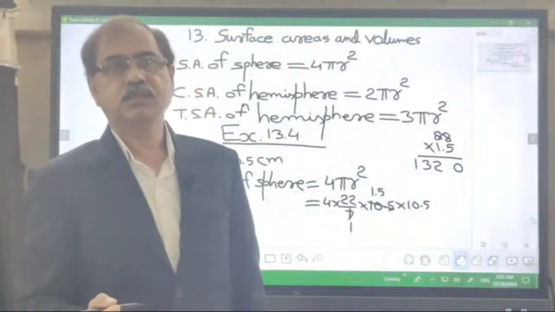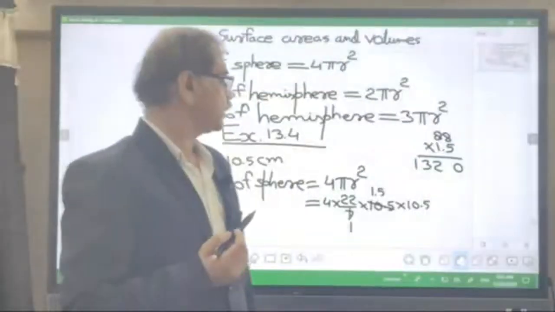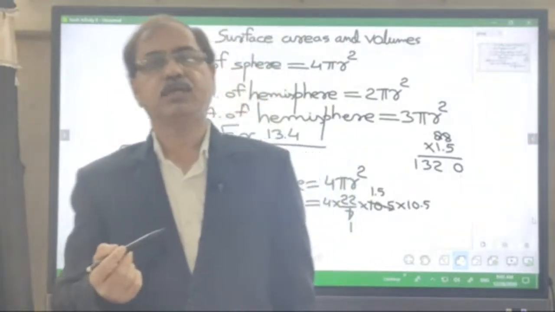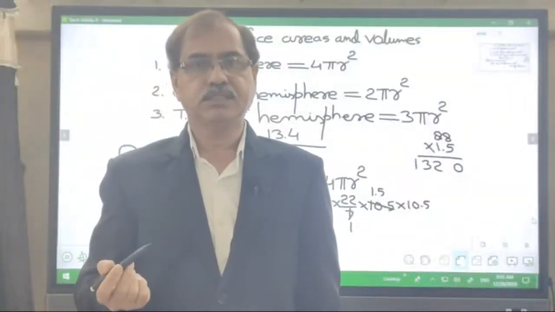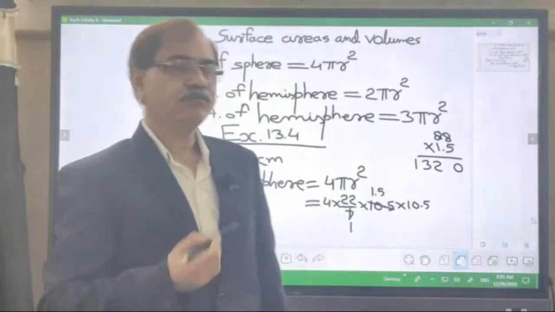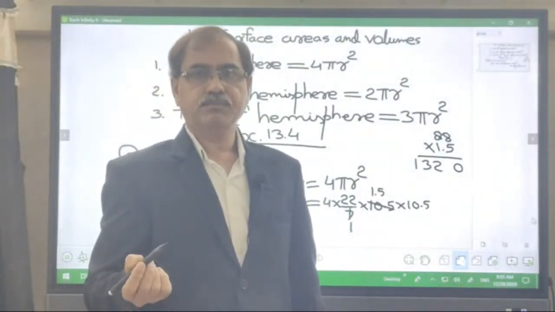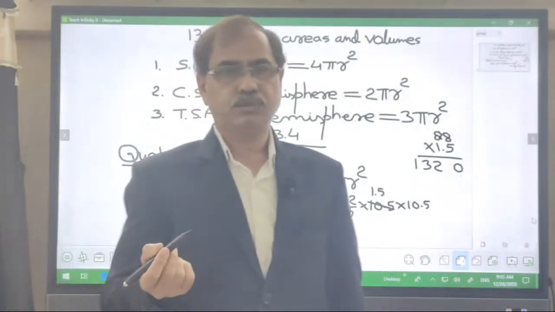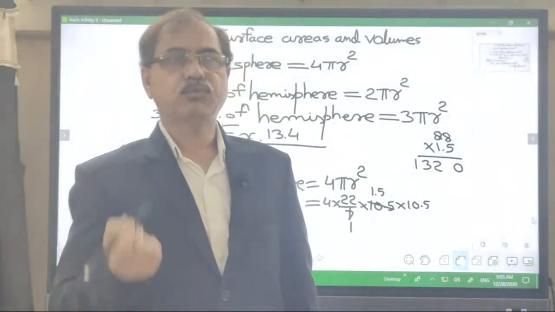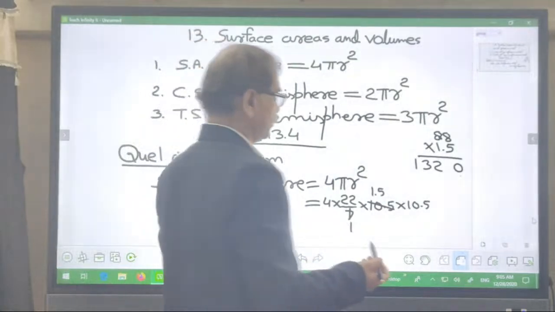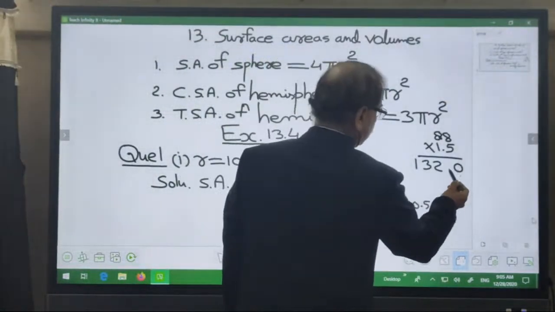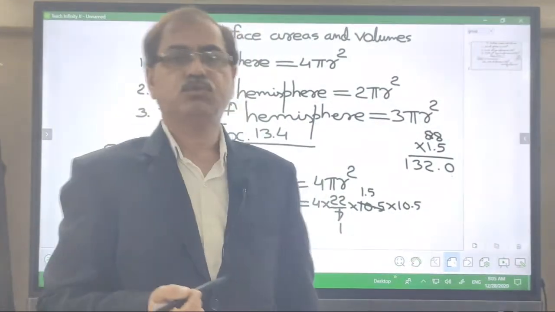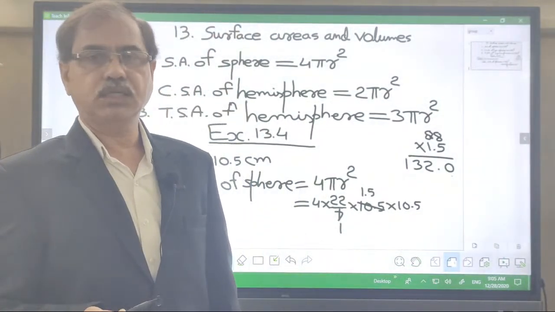Now some of the students who find difficulty in placing the decimal point. We are multiplying the two numbers. One of the number has got the decimal point, and after decimal point we have just one digit. So starting from right hand side, again I repeat, starting from right hand side you have to count the digits, and just before one digit we have to put the decimal point. So here we shall put the decimal point. So the product of these two numbers we got is 132.